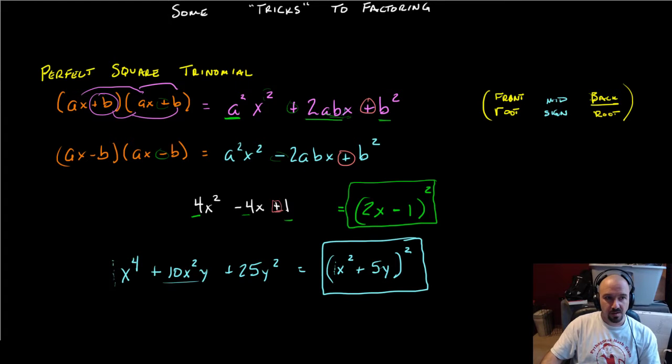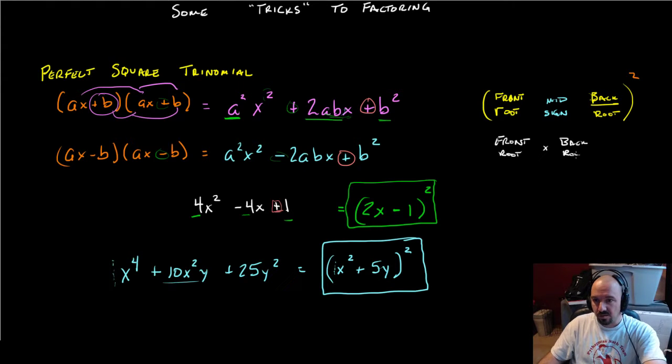And then you square it. And then you check that front root times the back root, and then times 2 is the middle term. If it is, great. If not, then just do something else.